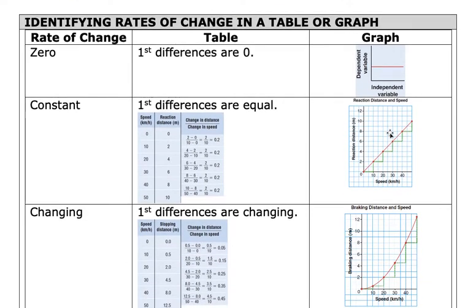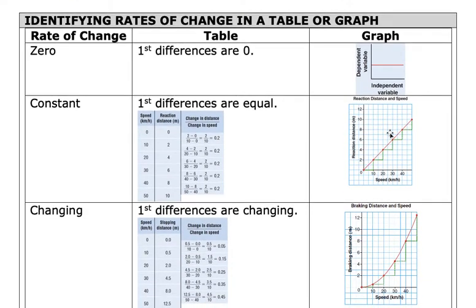Next, identifying rates of change in a table or graph. So if the rate of change is 0, the first differences will be equal to 0. And think of the table with the values in the height will always be the same if the height is not changing. So subtracting those values, anything minus itself is equal to 0, we'd end up with a graph that looks like this, and those differences in height is 0.